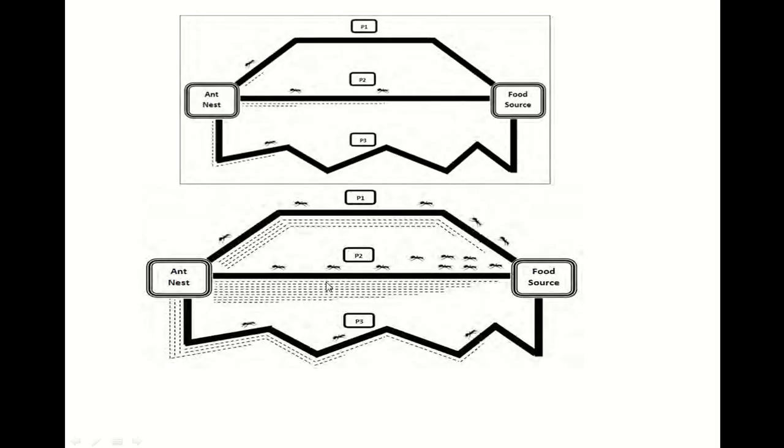In the second diagram you can see that path P2 has a higher pheromone concentration because it is the shortest path, due to which more ants are following that path, and P3 is the longest path, due to which it has a lower pheromone concentration and fewer ants are following that path. And at last all ants start following the shortest path, path P2.